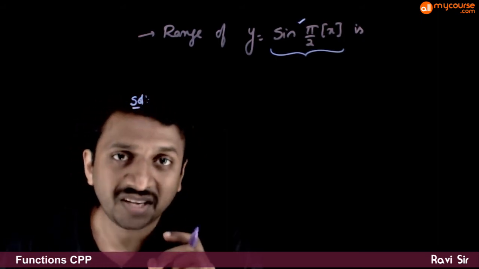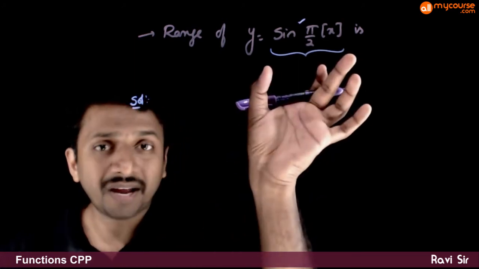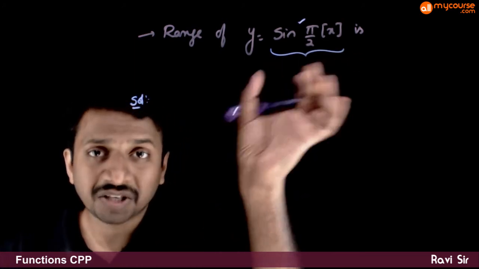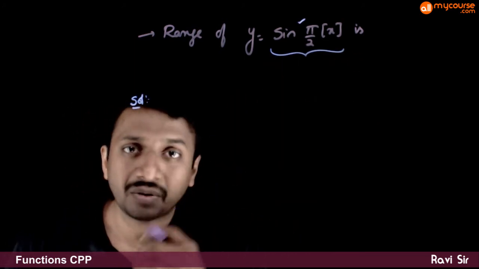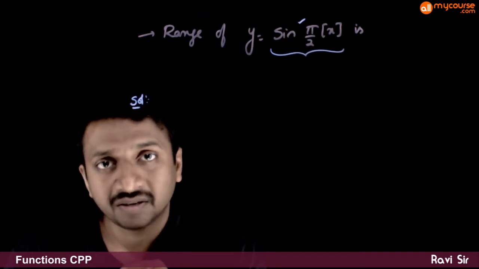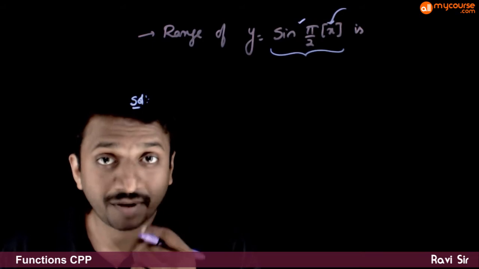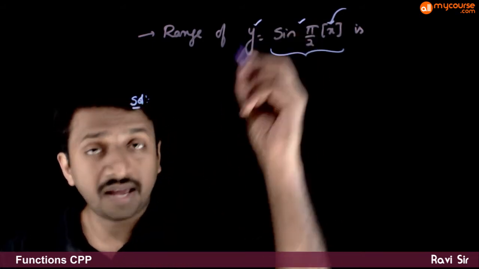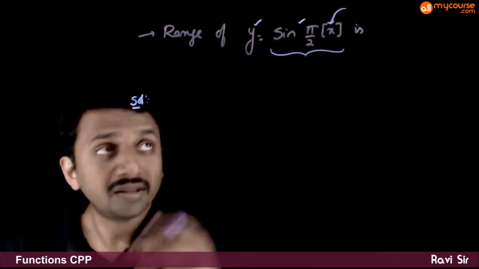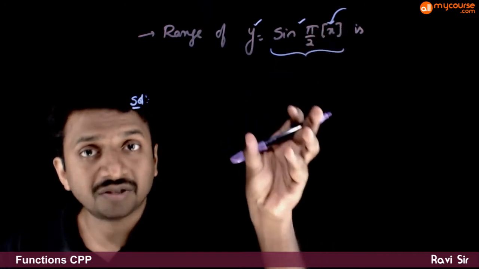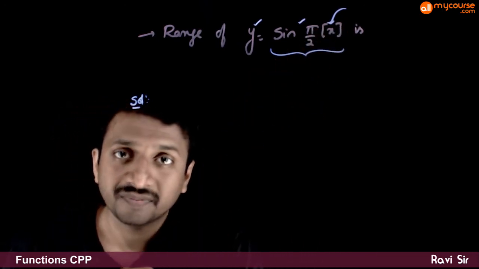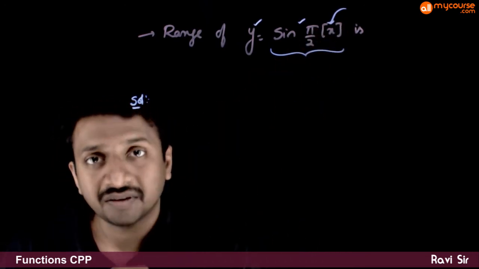So range means, if you assume this as a machine, the numbers which come out constitute the range of the function. That is, the values of x which can go in constitute the domain of the function, and the values of y which come out, the values of this function, constitute the range of this function. So this is a very tricky question.